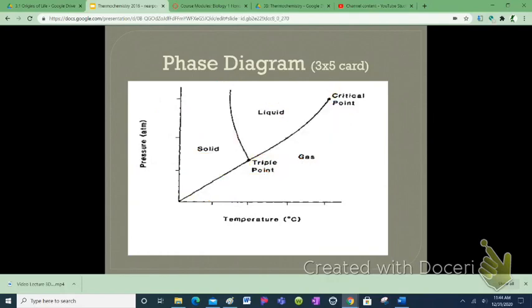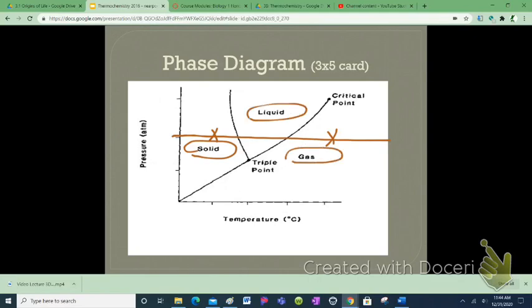Let me clear the board a little bit. There we go. At a particular pressure, if we change the temperature from one temperature to another, we simply need to see where the line falls. It goes from a solid into the liquid stage into the gaseous stage, and that's how your phases change.